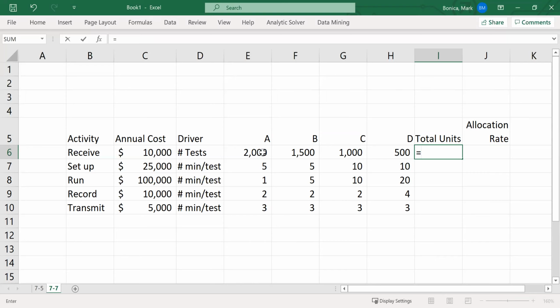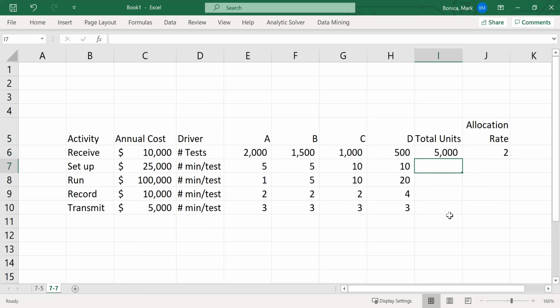So for A we have 2,000 tests, B 1,500, C 1,000, D 500. We're just going to total the number of tests: 2,000 plus 1,500 is 3,500, plus 1,000 is 4,500, plus 500 is 5,000. Then to get the allocation rate, we divide the total annual cost of 10,000 by the number of tests, and we get $2 per test.